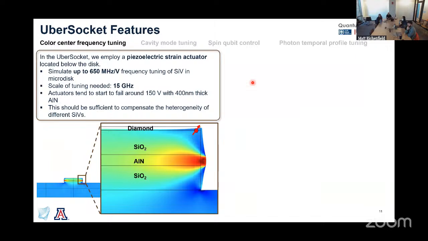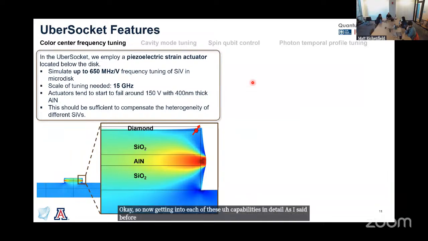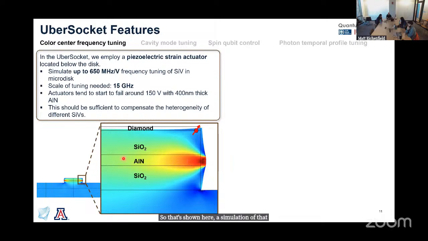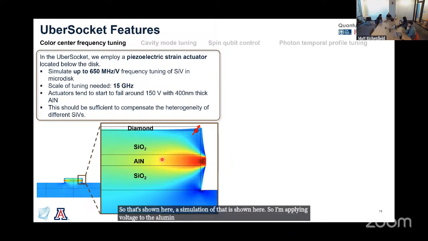Okay, so now getting into each of these device capabilities in detail. As I said before, to do tuning of the color center frequencies, we use a piezoelectric strain actuator that's located below the disc. A simulation of that is shown here. I'm applying voltage to the aluminum nitride layer, which causes the entire geometry to change and strain the diamond where the emitter is located as well.